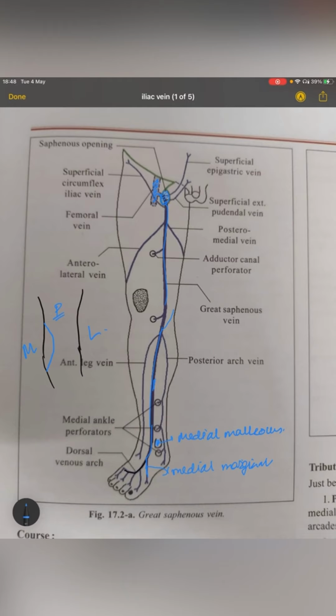So let us again look at the course. This is our dorsal venous arch, and this is our medial marginal vein of the foot.